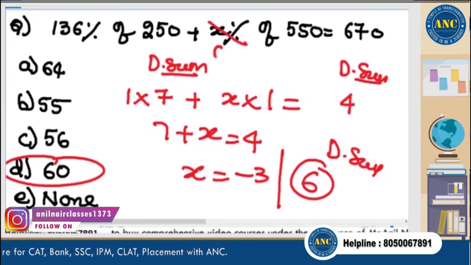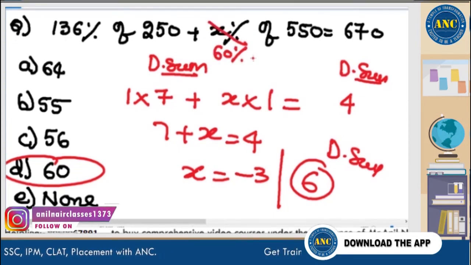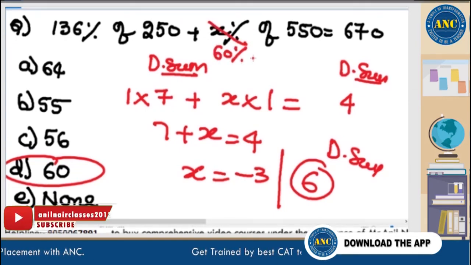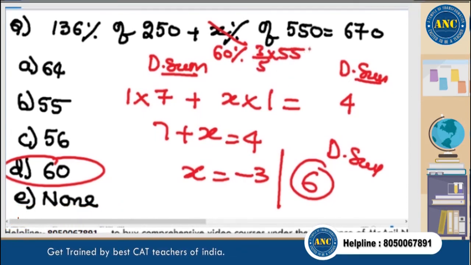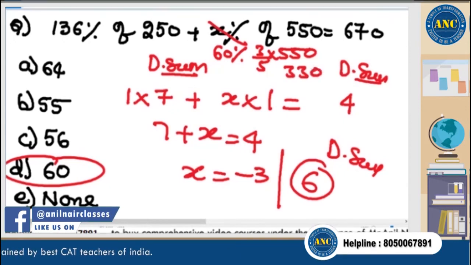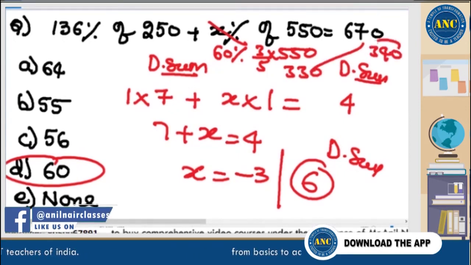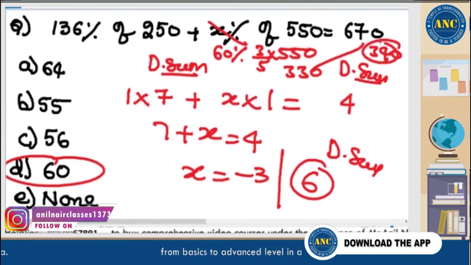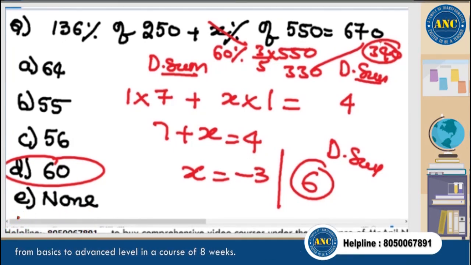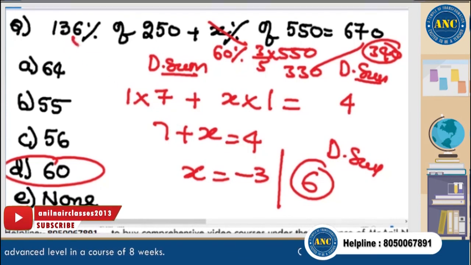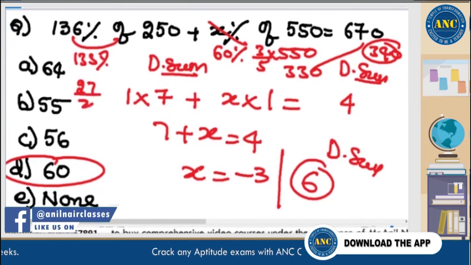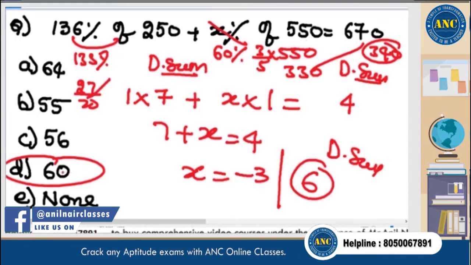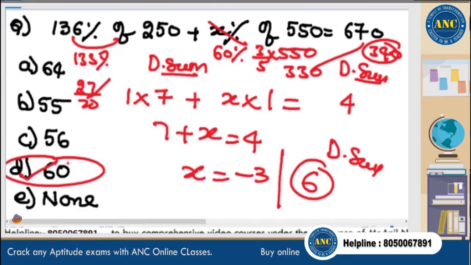X is 60. 60% of 550, it is 3 by 5 into 550, it is 330. 330, it will be 340. So 340, you can check it by using 340. What is 340? If it is 135%, it is 27 by 20. It is close to 340. Answer is 60. Finish. Right?